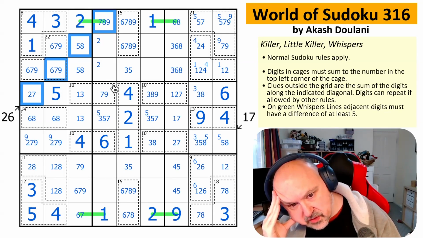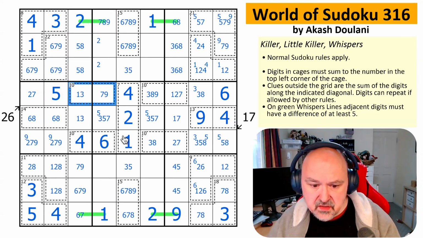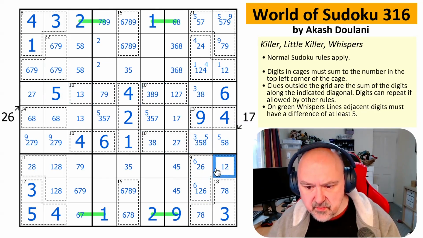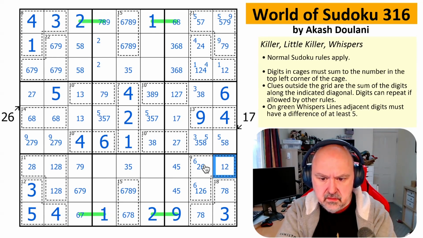I've fully resolved the whisper lines. And I've got the contents of all the cages, pretty much. So it's just got to be a Sudoku trick. But where? I don't want to have to stop this to go to my meeting. I really don't.